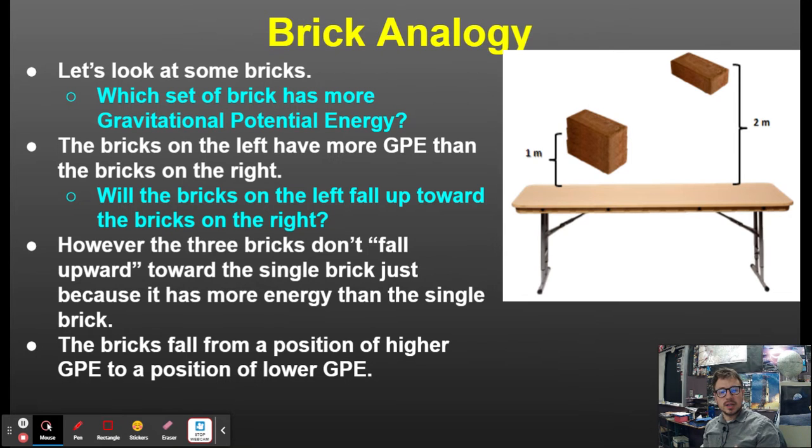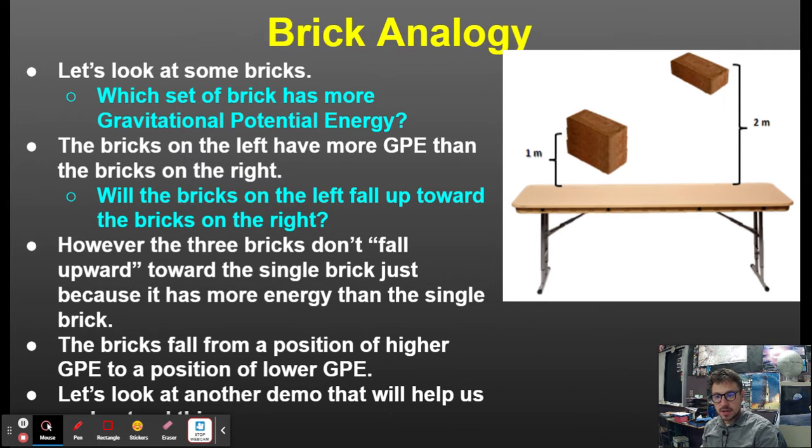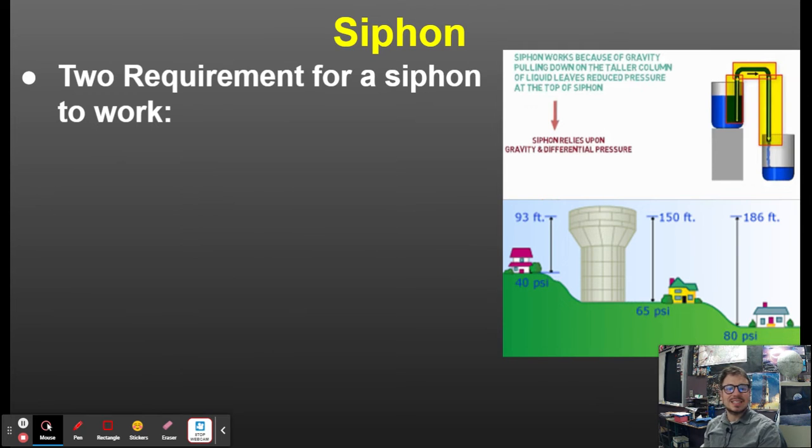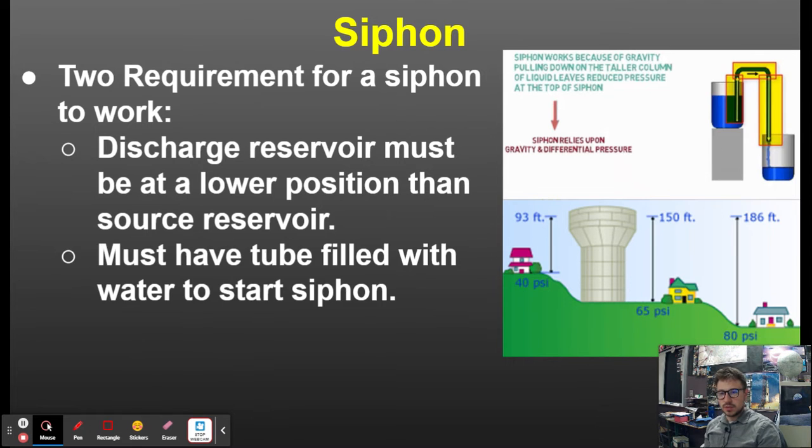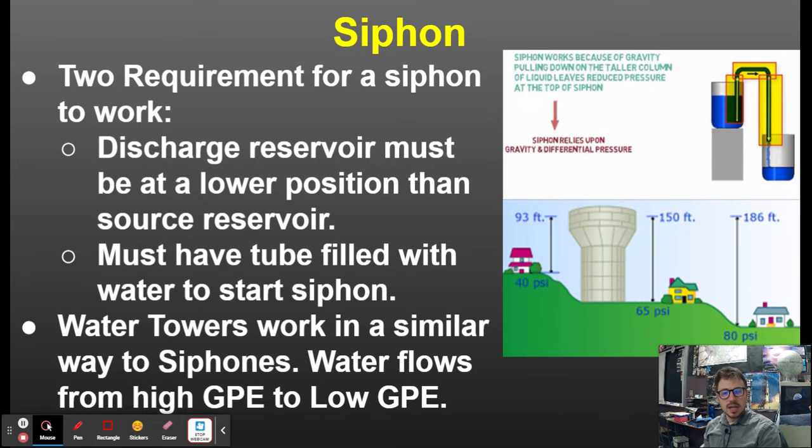What happens is all bricks or all objects fall from a position of higher gravitational potential energy to a position of lower potential energy. That's similar to a siphon, right? If you look at a siphon flowing through, 2 conditions must be met. That discharge reservoir must be at a lower position than the source reservoir, and it must have a tube filled with water to start the siphon. So water towers work very similar to siphons, right? Water flows from a high gravitational potential energy to lower gravitational potential energy. So that's what they do. They pump the water up so that way that water can flow down.